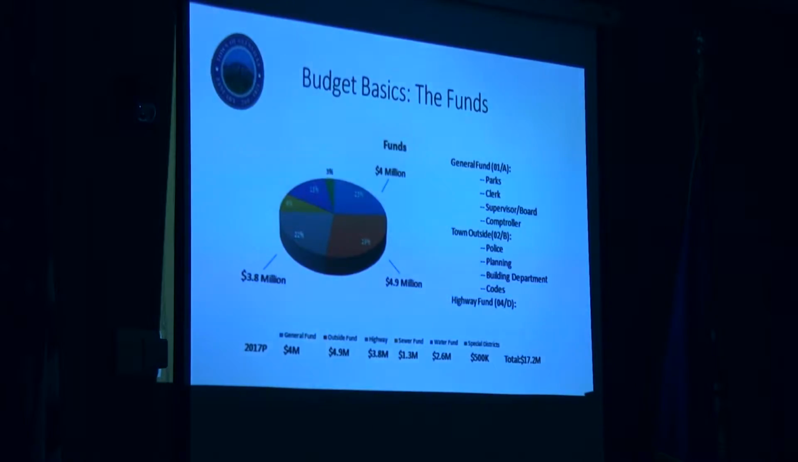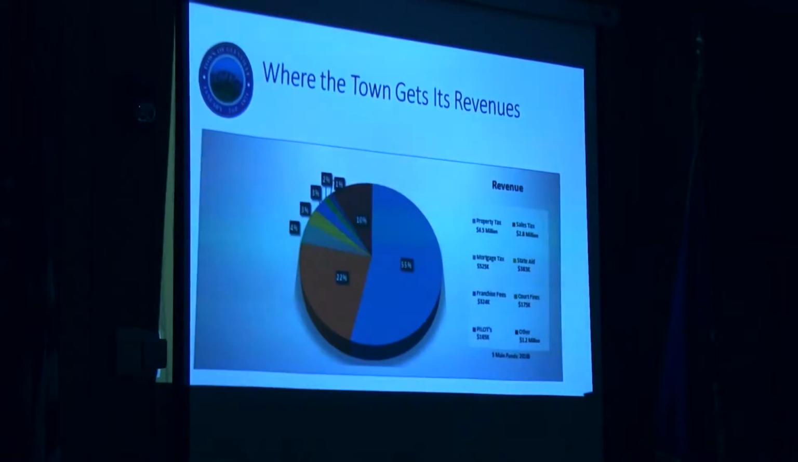For example, the village has their own police department, we have our own police department. The village has their own planning and building department. So all that gets charged to just the folks outside the village. And then we have the highway fund, which we call the 04 or the D fund. The A fund is a $4 million fund. The B fund is 4.9, and the highway is $3.8 million. The rest of the budget, a total of $17.2 million, is primarily made up of the sewer fund, the water fund, and special districts. So that gives you a sense of how the funds are made up.